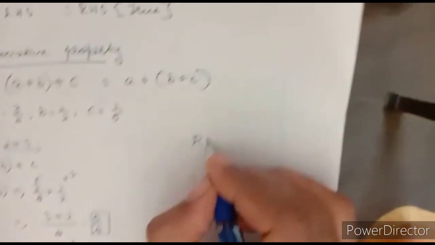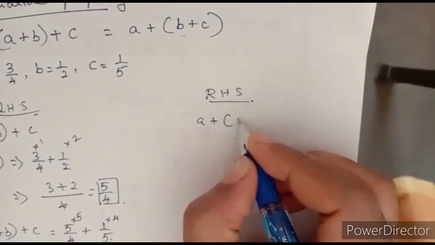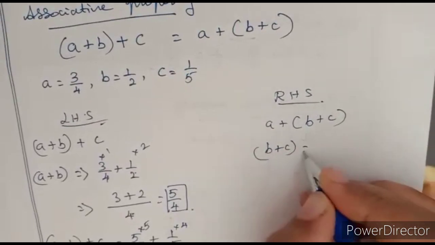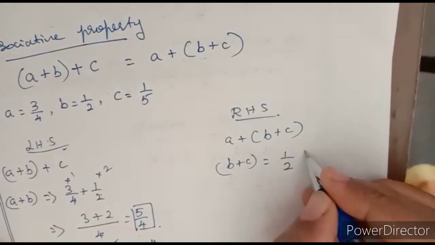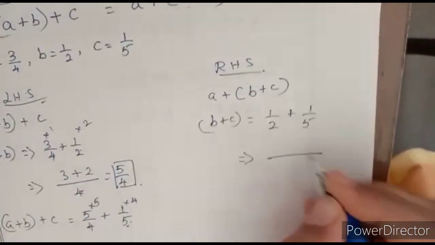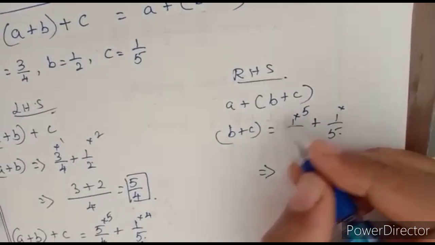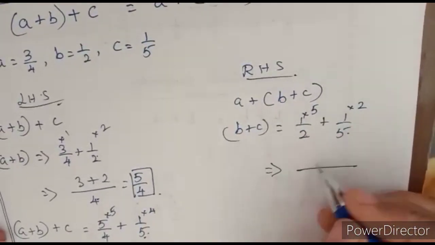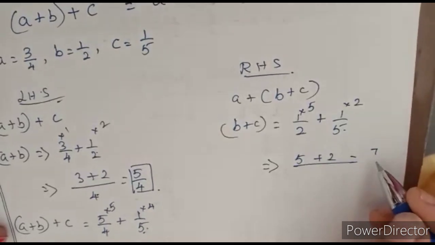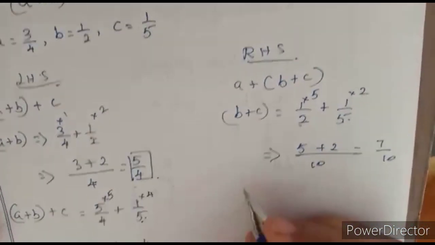Now you have to see your right hand side. Right hand side is a plus whole bracket b plus c. Now take b plus c value, that is 1 by 2 plus 1 by 5, which is equal to, here both are prime numbers, just cross multiply the numerator with the denominator, that is 1 5s are 5 plus 1 2s are 2, which is equal to 7. 2 5s are 10, that is 7 by 10.